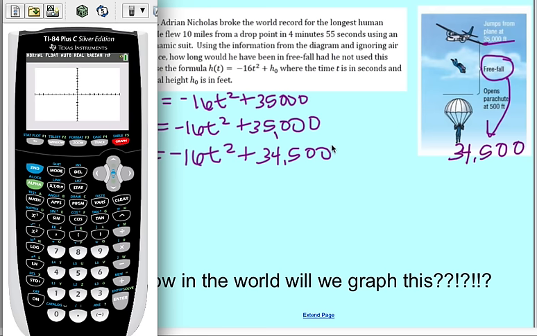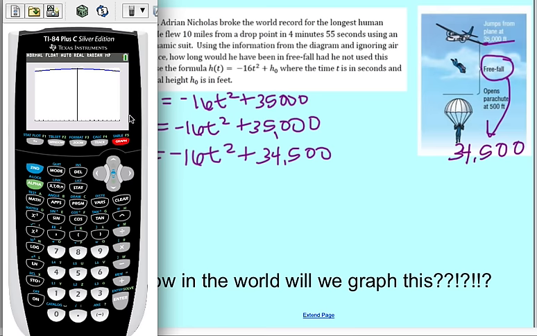If you go ahead and hit graph on this one, chances are it's probably not going to show up. And the reason is because it's going as high as 34,500. Our window right now is only set up to 10. So let's go ahead and change our window. We want to make sure our y's are going up to at least 34,500. So I'm just going to have it go up to 35,000.